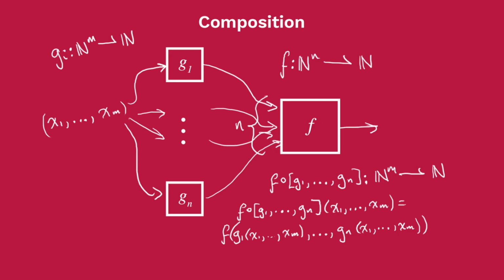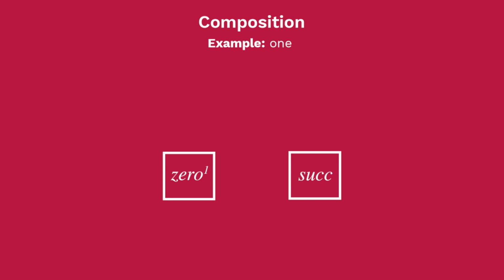Cool. So let's take a look at some examples of composition. We'll start with a simple example, which is going to use some of our primitive recursive basic functions. What we want to do is define the function 1 of x just to be the constant 1. And how can we do that with the functions that we have, which is the 0 function and the successor function? As a reminder, the 0 function takes an x and always returns 0. The successor function takes an x and returns x plus 1.